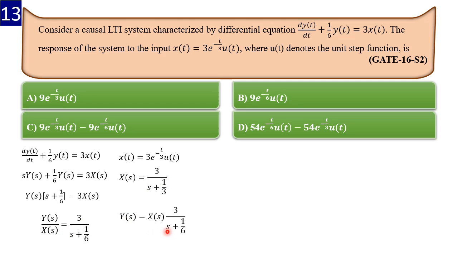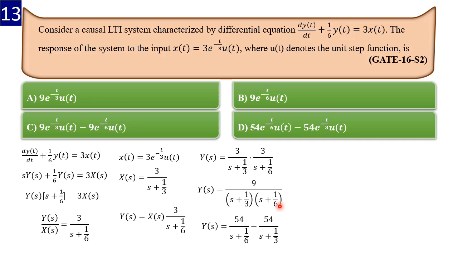Okay, so now it will be given as this, X(s) is multiplied in this. Overall, it will become 9 into this whole thing on the denominator, and we can solve it by partial fraction. By separating this with partial fraction, we will get this. And now for y(t), we have to take the inverse Laplace of this.